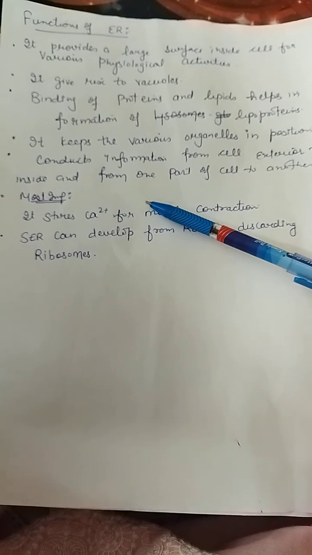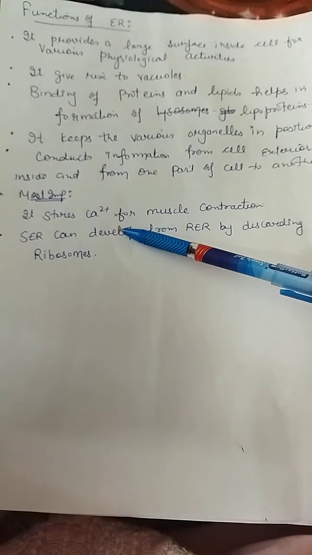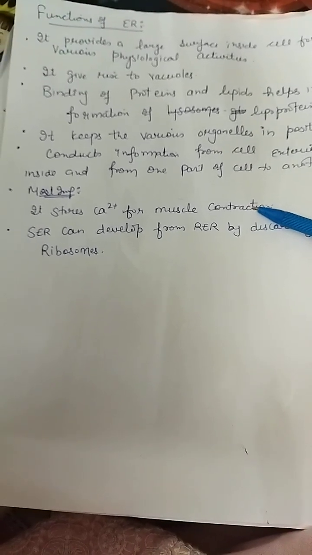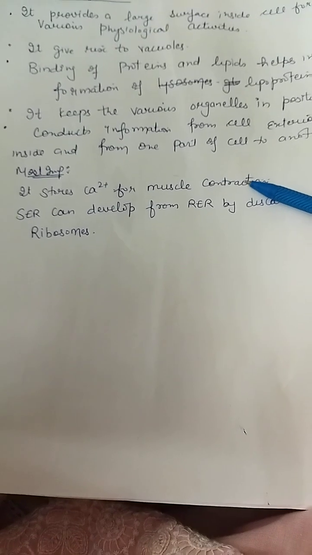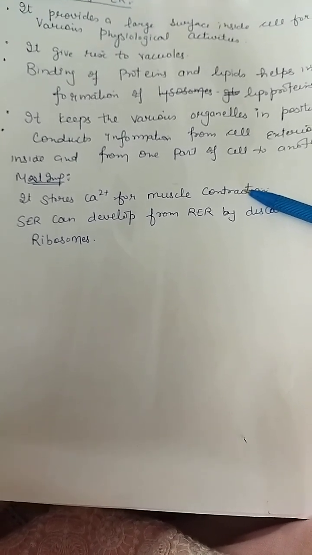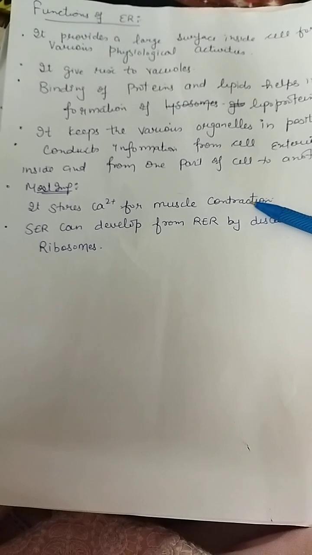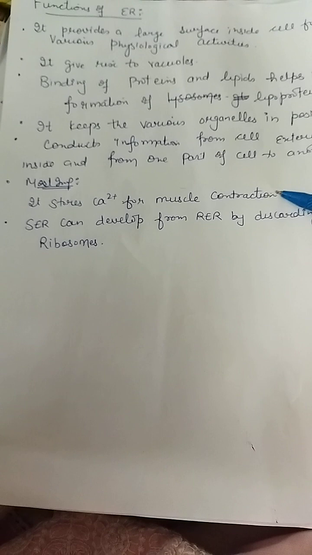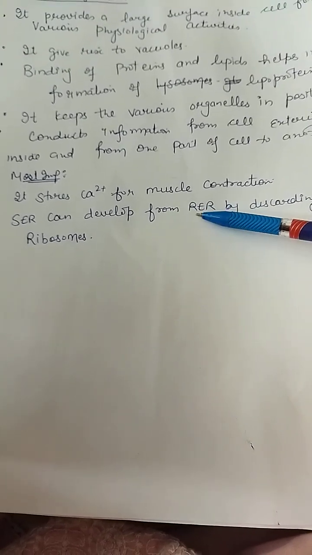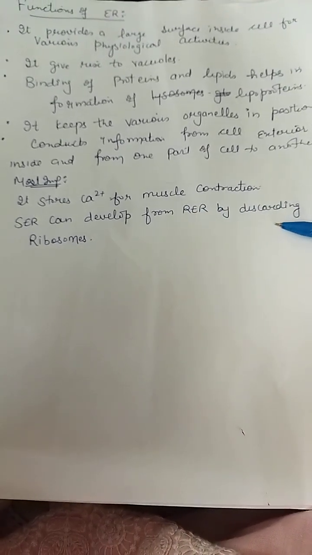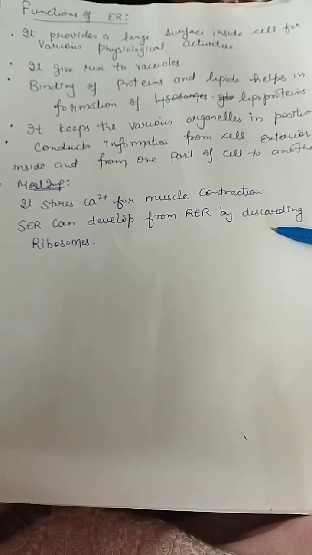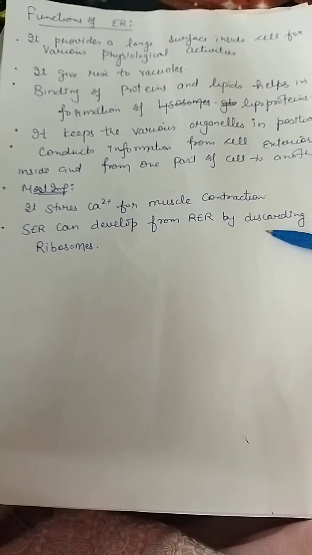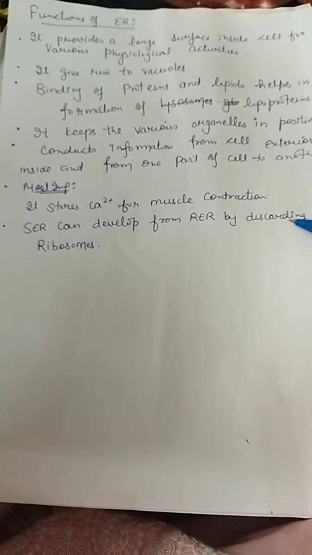The most important feature of the endoplasmic reticulum is that it stores calcium ions for muscle contraction. As we know, for muscular contraction the calcium ion is very responsible. Usually we know that calcium is essential for bone formation, but calcium ion also plays a very important role in muscular contraction. SER can also develop from the RER by discarding the ribosomes. When we remove the ribosomes from the surface of the rough endoplasmic reticulum, it leads to the production of the SER.